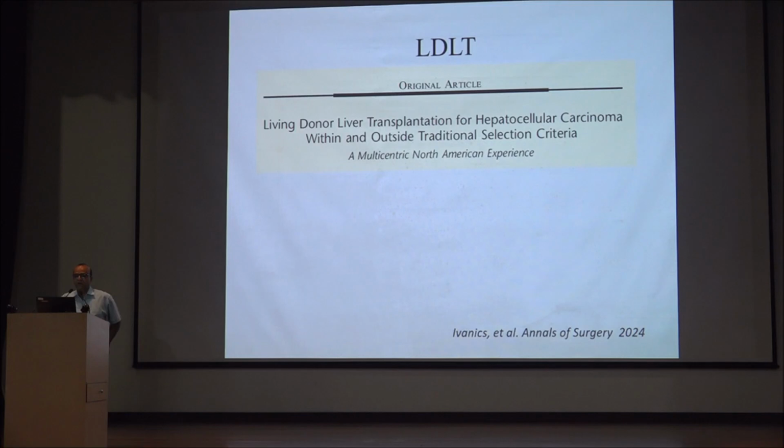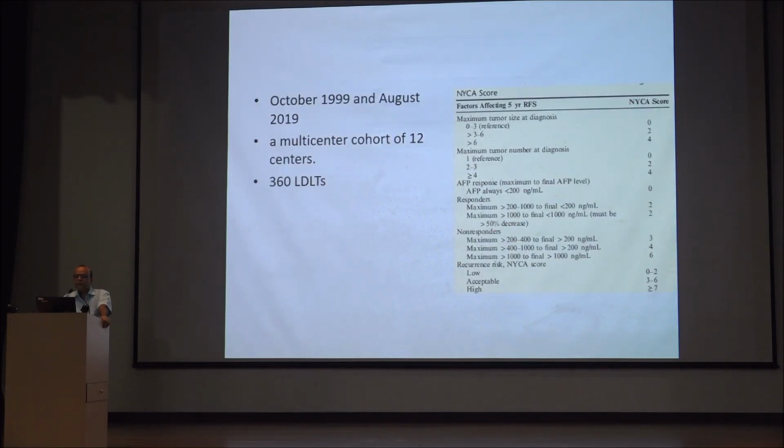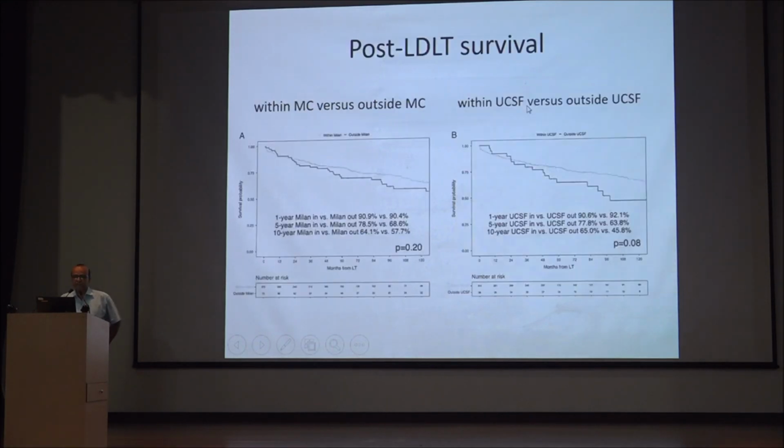So coming to living donor liver transplantation, again I have an American paper published in 2024 in Annals. They have a wider range of years, with a multiple center cohort of 12 centers and 360 LDLTs performed during this period. And they have this NYCA, New York Cancer score, and they have shown that it has some significance.